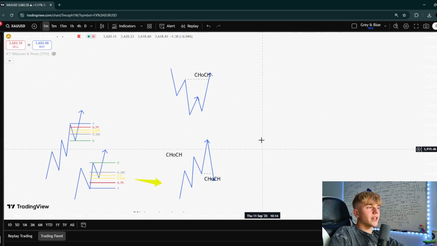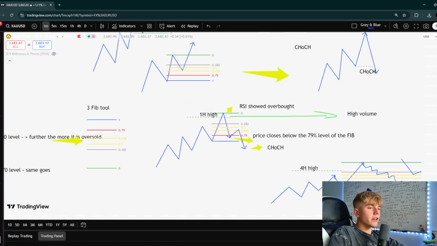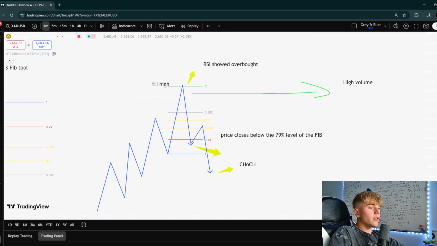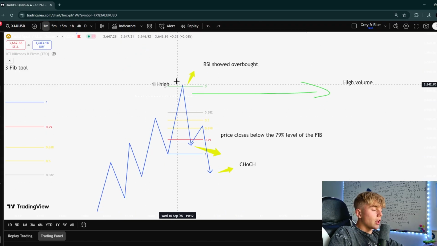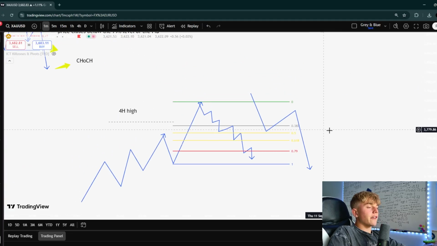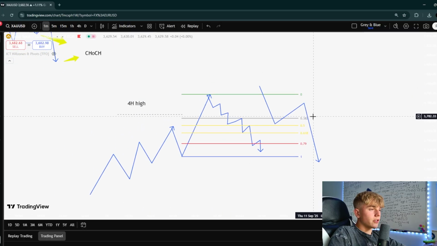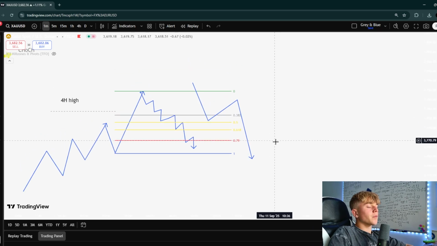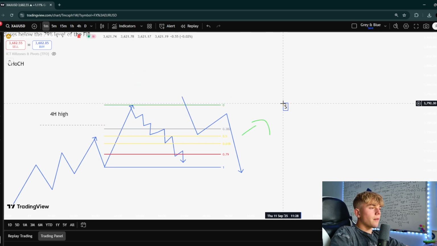So after we see a change of character, we need to get an entry, because at this point I'm very confident. Once I see all of these confluences together, I'm very confident that the trend is going to reverse. So all we want to see is an area where we can get our entry. Now, if we're using this top secret tip of high momentum, what I want to see in this high volume is some sort of imbalance in liquidity being formed.